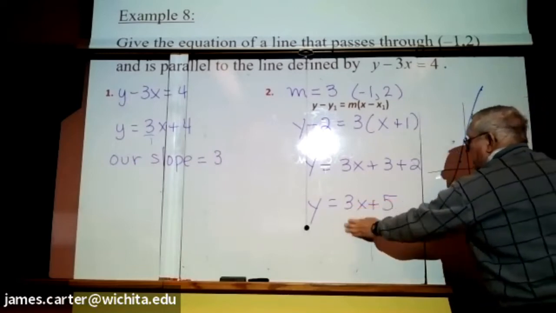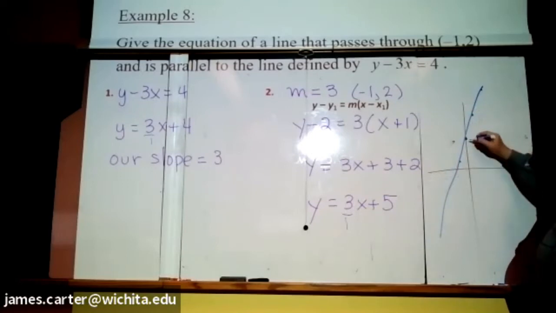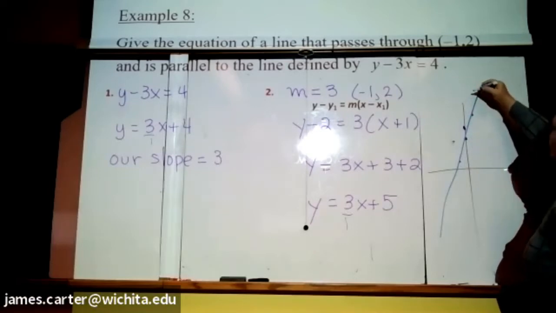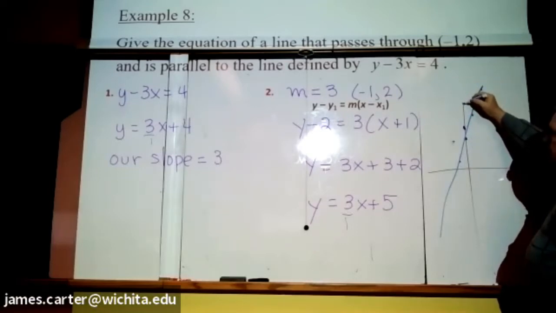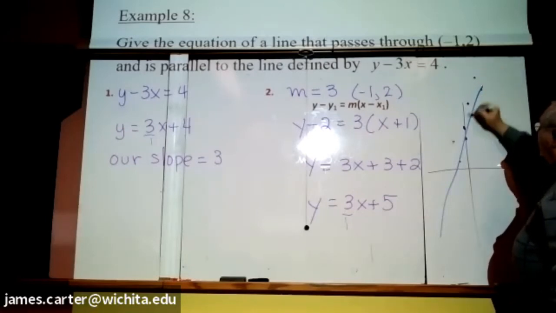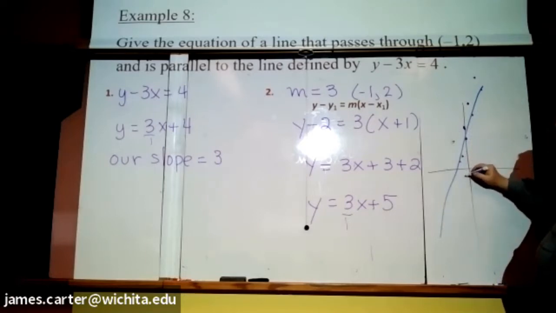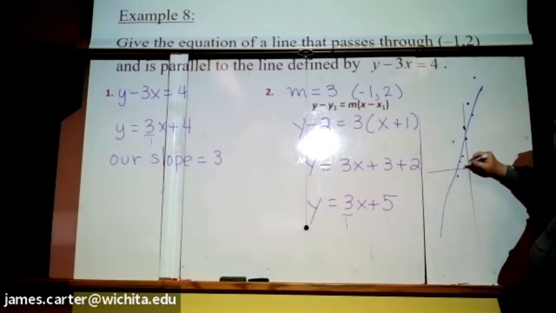For this line, I'll put it over 1. This time, my y-intercept is 5. Up 3, and over 1. Down 3 and over 1.